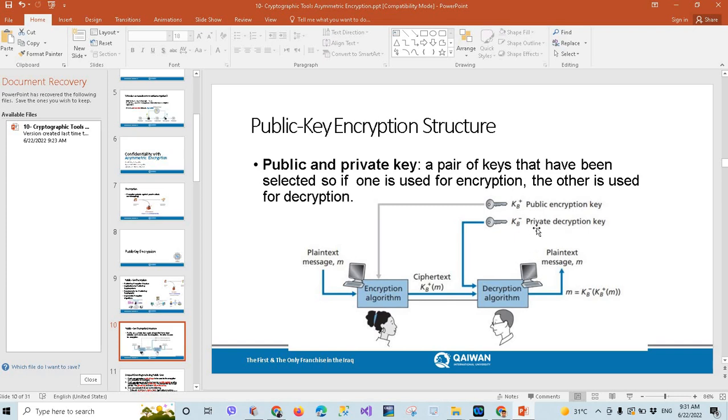As an asymmetric algorithm, we don't use the public key for both encryption and decryption, or the private key for both of them. If on one side we use the public key, on the other side we must use the private key. This is the key important thing in asymmetric encryption.